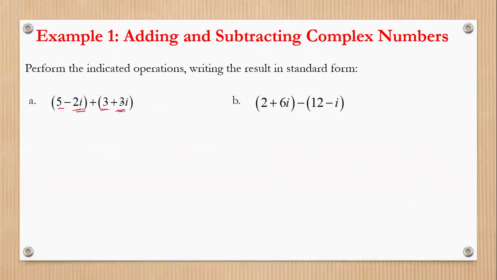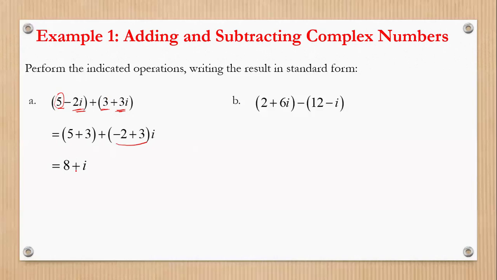But something that we need to know, for add or subtract, we always have to drop the parentheses first. And when you want to drop the parentheses, you need to make sure that there is no number in front of the parentheses. So right now, when you look at these two parentheses, you see there is no number or sign in front of them. So you can easily drop the parentheses and write it as 5 minus 2i and 3 plus 3i. And then add the real parts, 5 plus 3, which is 8, and -2i plus 3i, which is +1i.